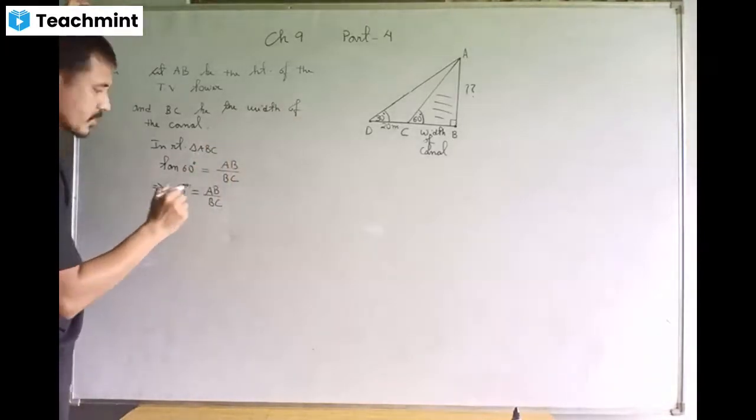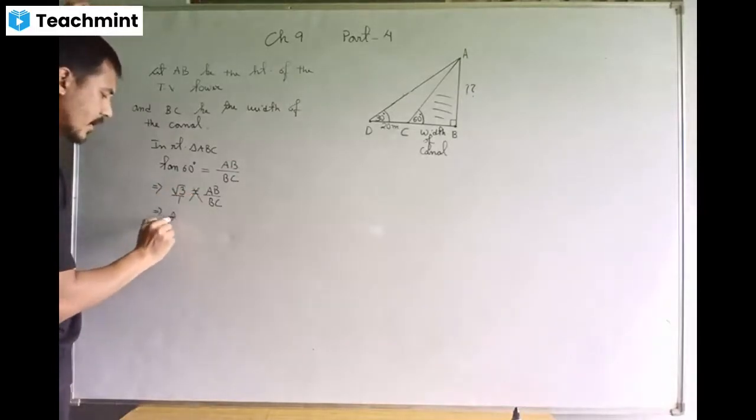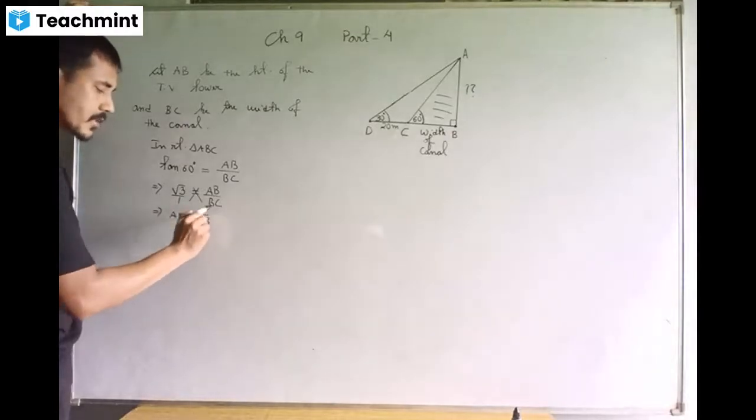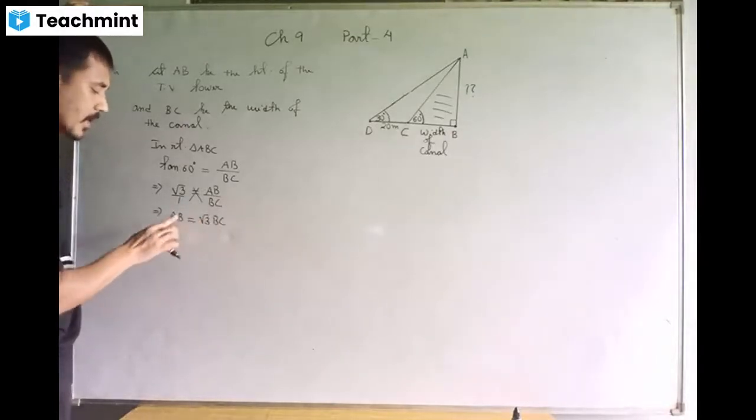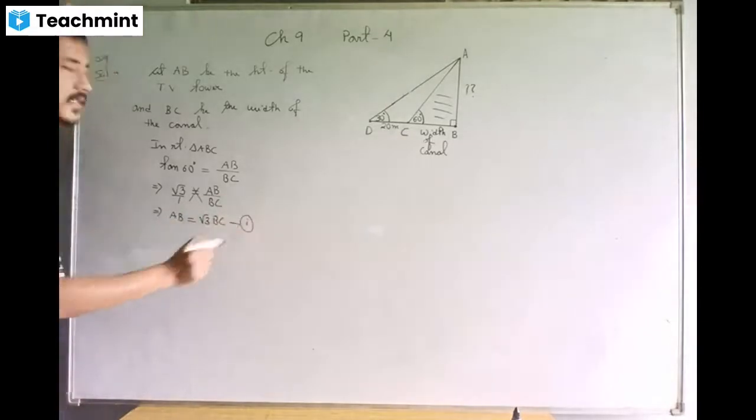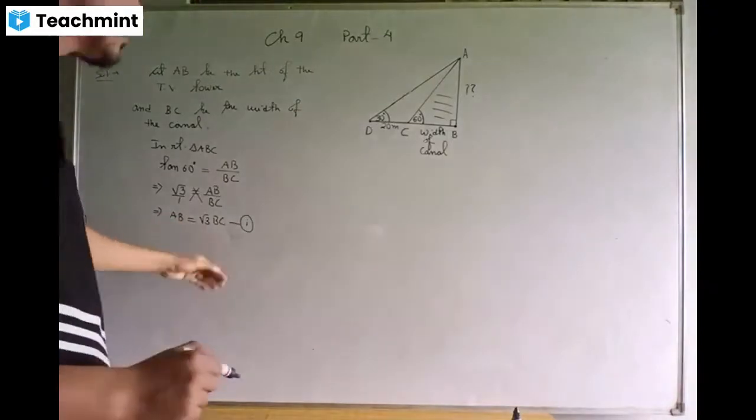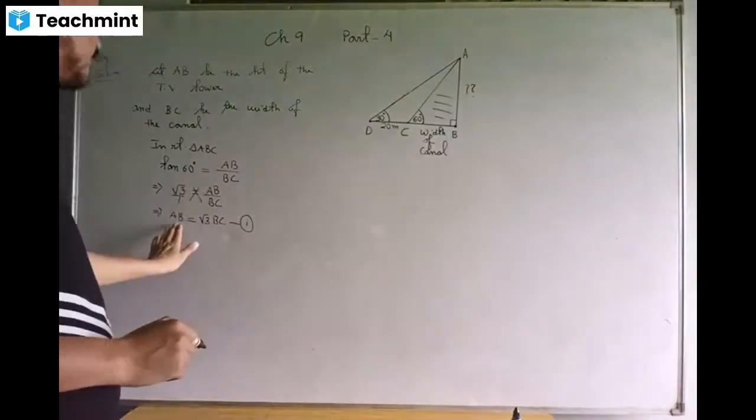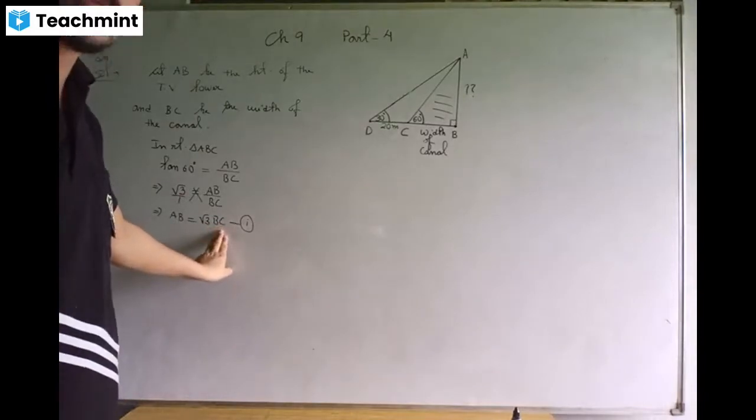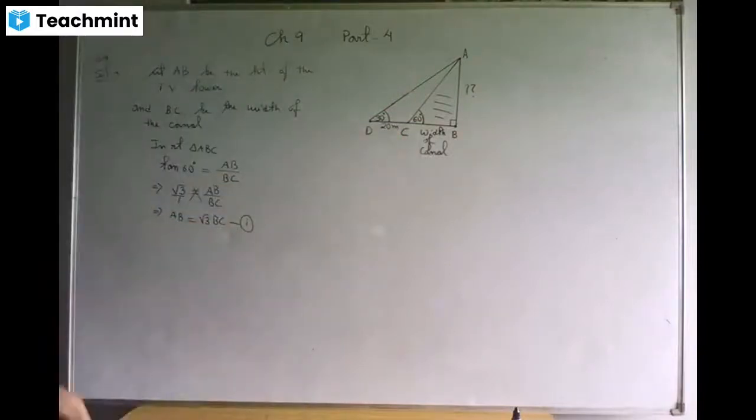Alright? So if you cross multiply, AB times 1 is AB, and that is equal to square root of 3 times BC. Both AB and BC are unknown, so you just make it equation number 1. We cannot solve it further, because both AB and BC are unknown. So we just make this equation number 1, and we go for the bigger right triangle.